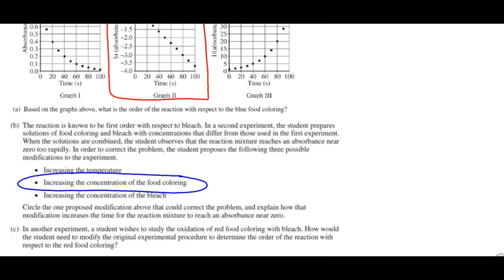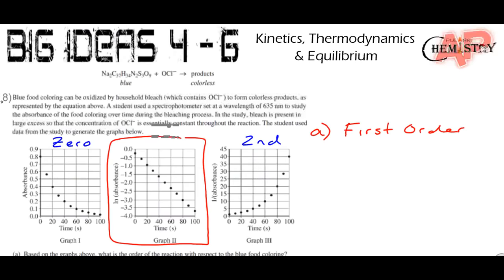Finally, it says in another experiment, a student wishes to study the oxidation of red food coloring instead of blue with bleach. How would the student need to modify the original experimental procedure to determine the order of the reaction with respect to the red food coloring? Okay, if you're unsure of a question like this, it's important to go back to the setup.